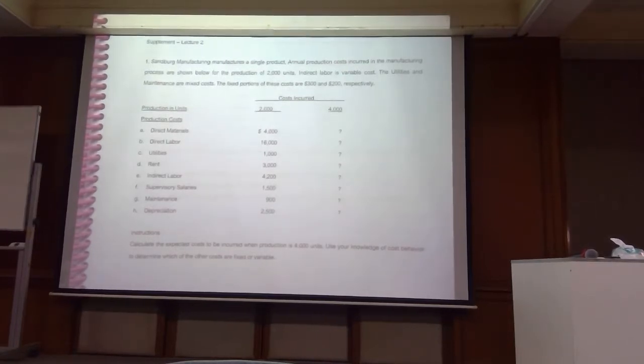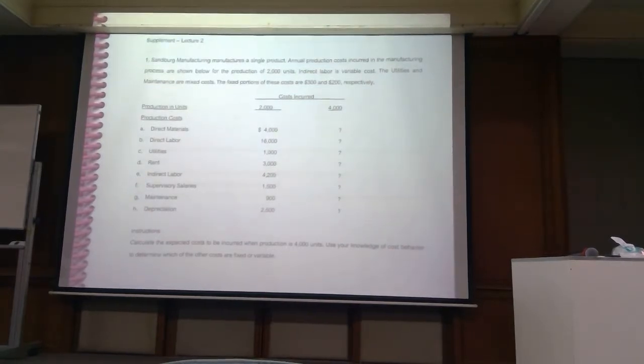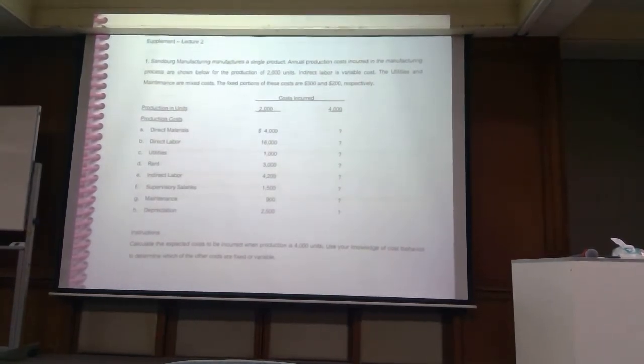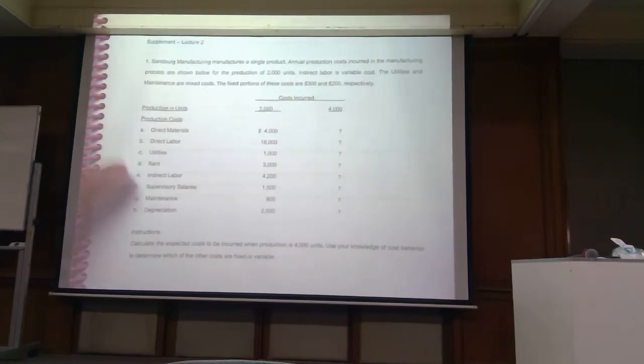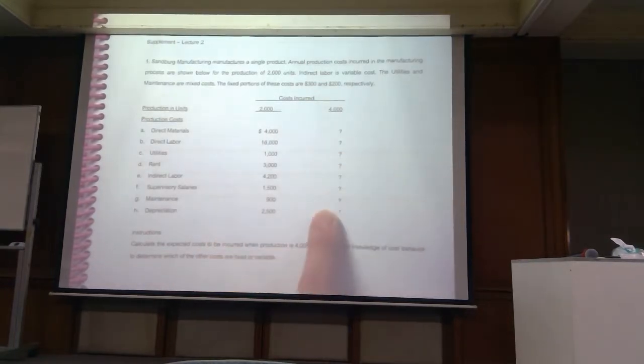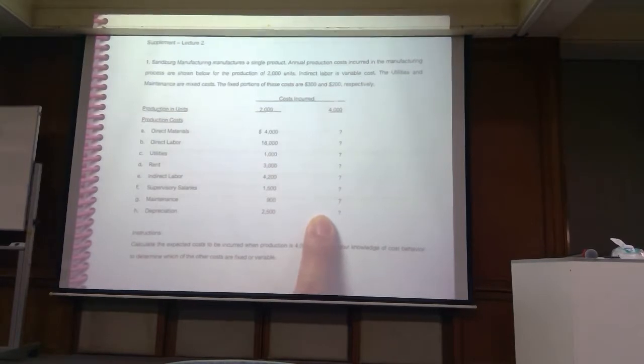So this company is a manufacturing company, and it produces only one product. And this is the annual production cost at the production level up to 1,000 units. And the company says the indirect labor cost is considered a variable cost. The utilities and maintenance are mixed costs. And the fixed portions of utility and maintenance are 300 and 200 respectively. So the question asks you to compute the cost at 4,000 units of production.